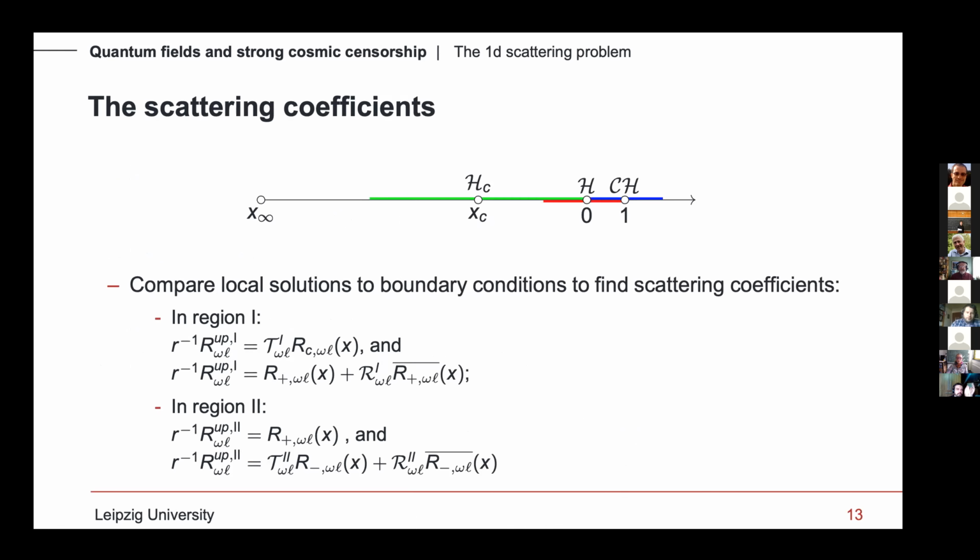Okay, then how do we get to the scattering coefficients? That is now rather straightforward. We express the up modes, looking at their asymptotic behavior, in terms of our local solutions, and then just compare the two definitions that we get by using the two asymptotic behaviors that we have in some regions where our solutions overlap. So there would be this region here or that region here. And then we solve the equation we get for the scattering coefficients.